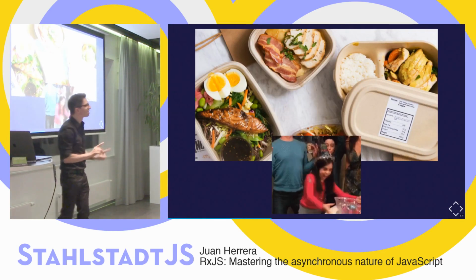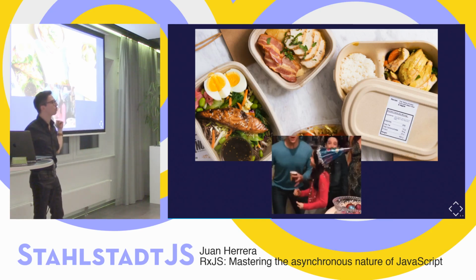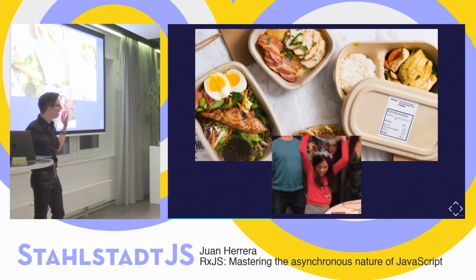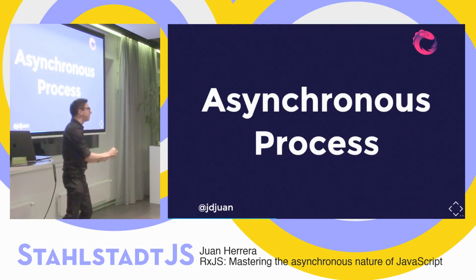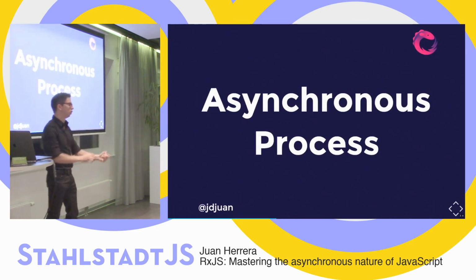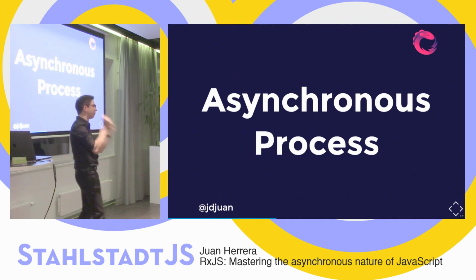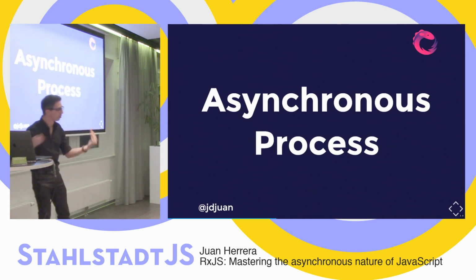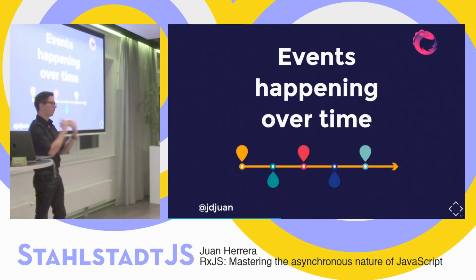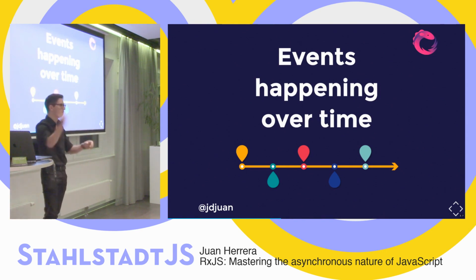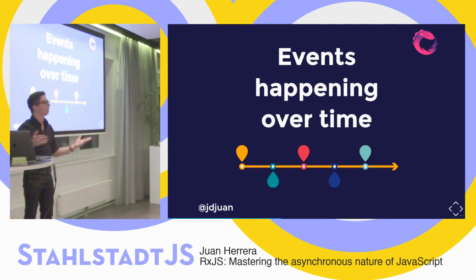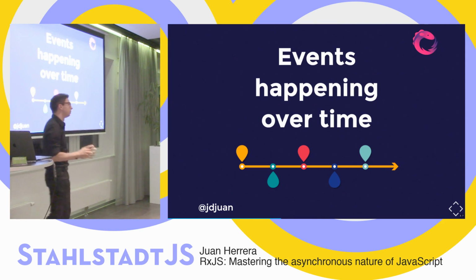The thing is that right here, right now, this is called an asynchronous process. Asynchronous process because it doesn't happen immediately. It takes time. You don't press the button and then the food is there. Now it takes some 30 minutes, 1 hour, sometimes more. And asynchronous processes are just events that happen over time, just like in this timeline. Just at some point they fire. That's an asynchronous process, and JavaScript is full of them.